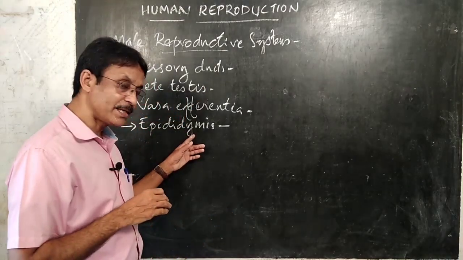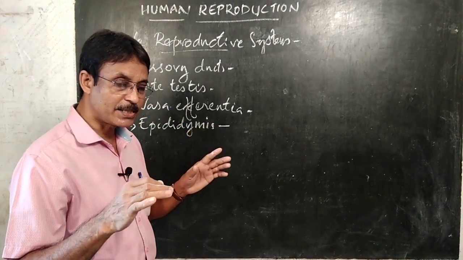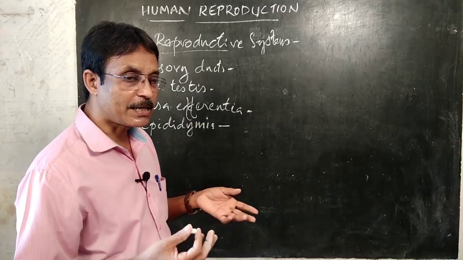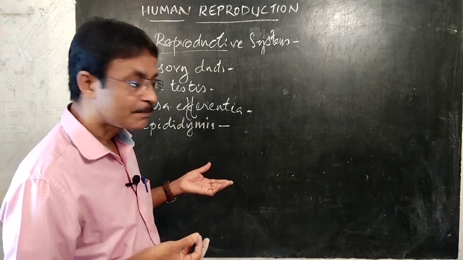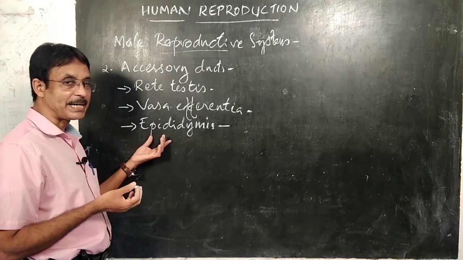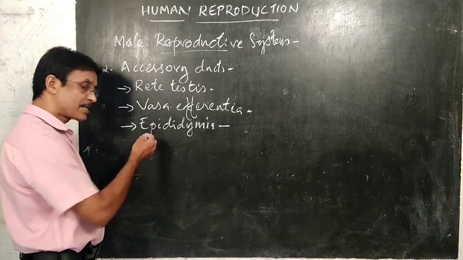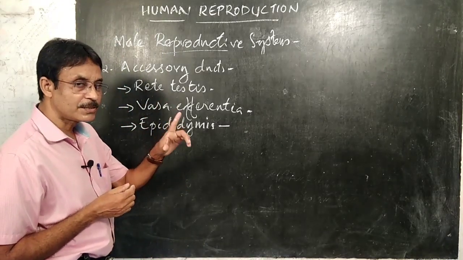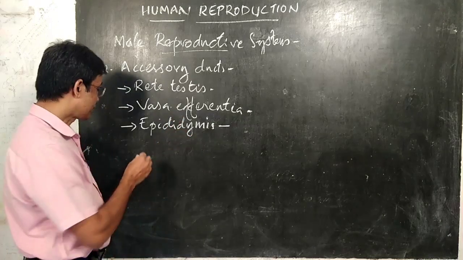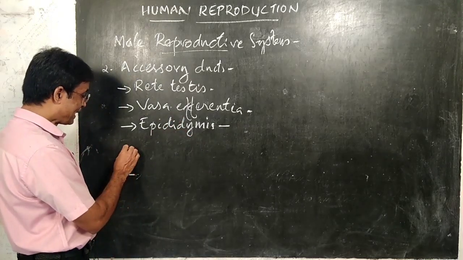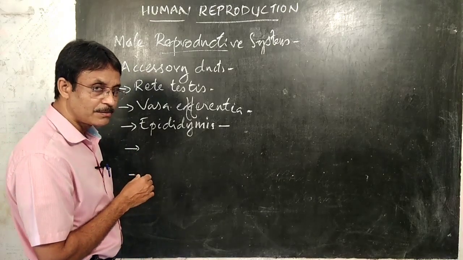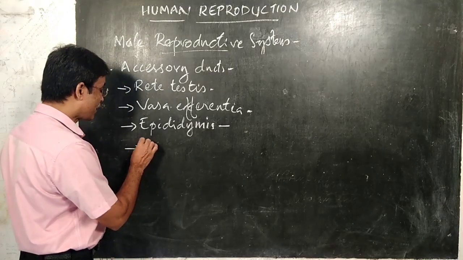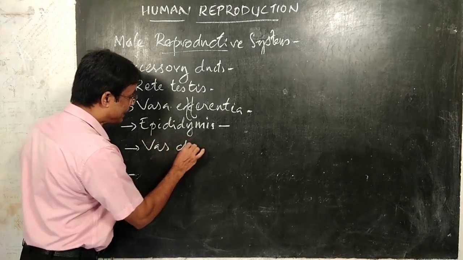Inside this epididymis, sperms are temporarily stored, and during that time they will get motility power or the moving power. So this is epididymis. This is also wide but short. Then this epididymis leads into a very narrow tube, and it is called vas deferens.